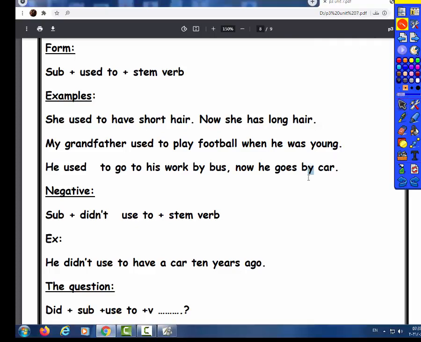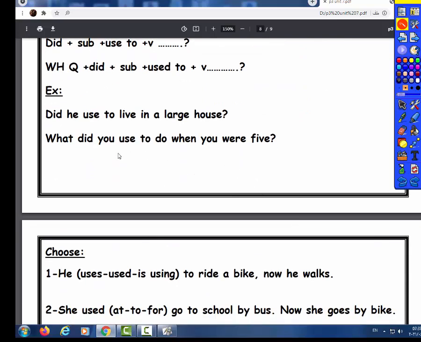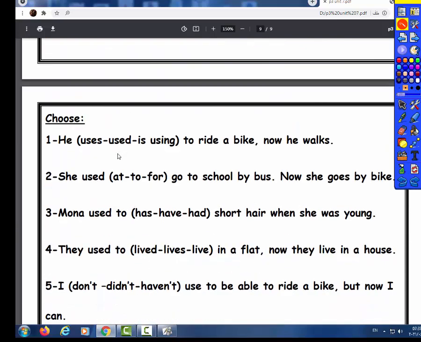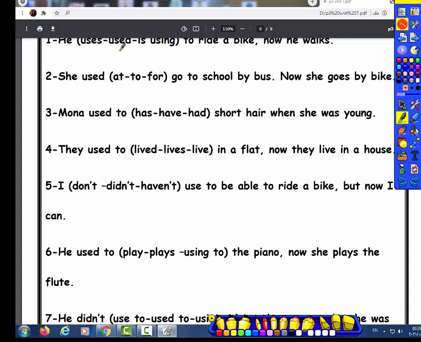Okay. Let's see here. Choose the correct answer. Number 1, he used to ride a bike. Now he walks. He used. Number 2, she used to. We can't say used without to. Used without to means to use something.